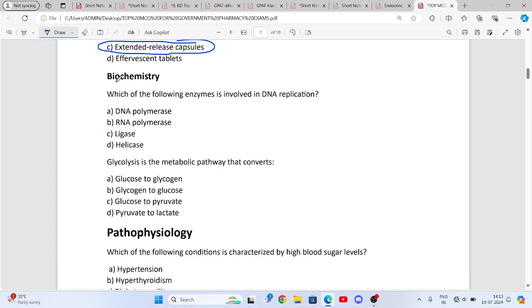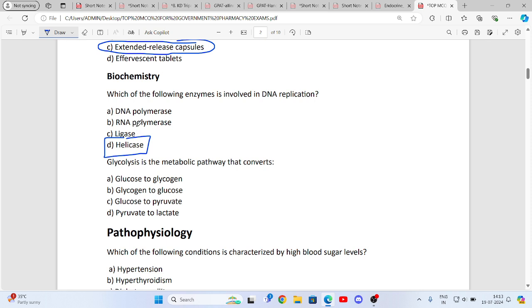When I talk about biochemistry, the first question is from Central Dogma. Which enzyme is involved in DNA replication? One of the following enzymes is involved in DNA replication. When I talk about DNA helicase, helicase is an unwinding protein enzyme. DNA ligase is for sticking.